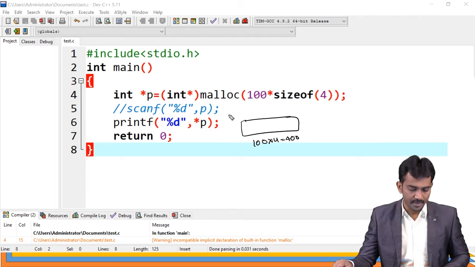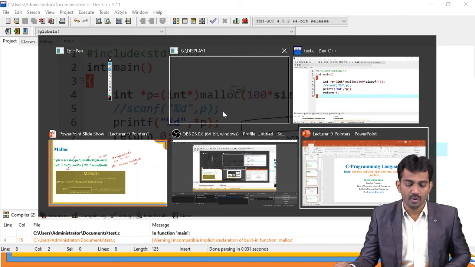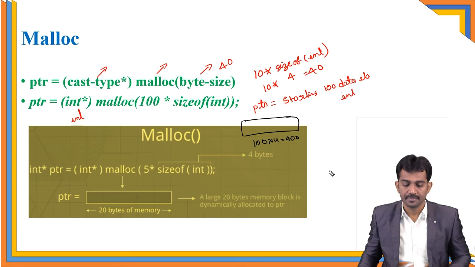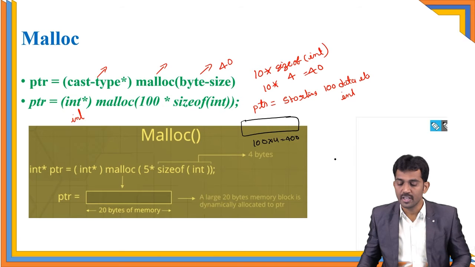Now I'm going to show you one more function, that is calloc. How is this different from malloc?